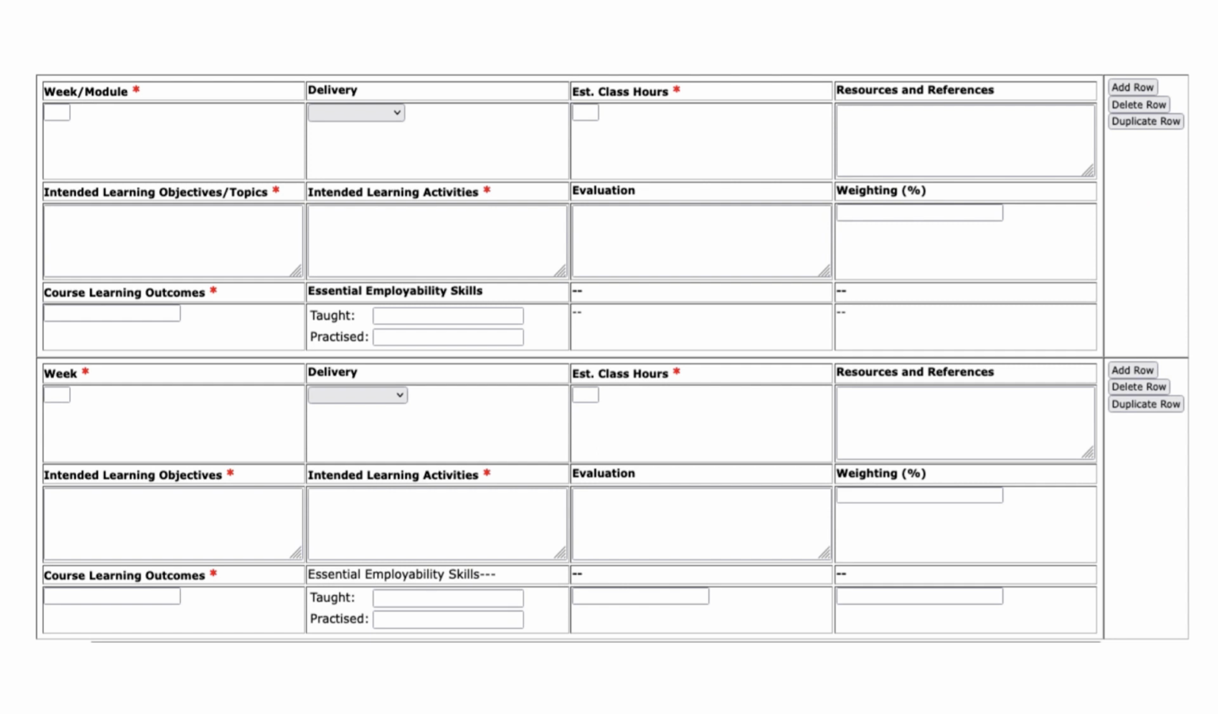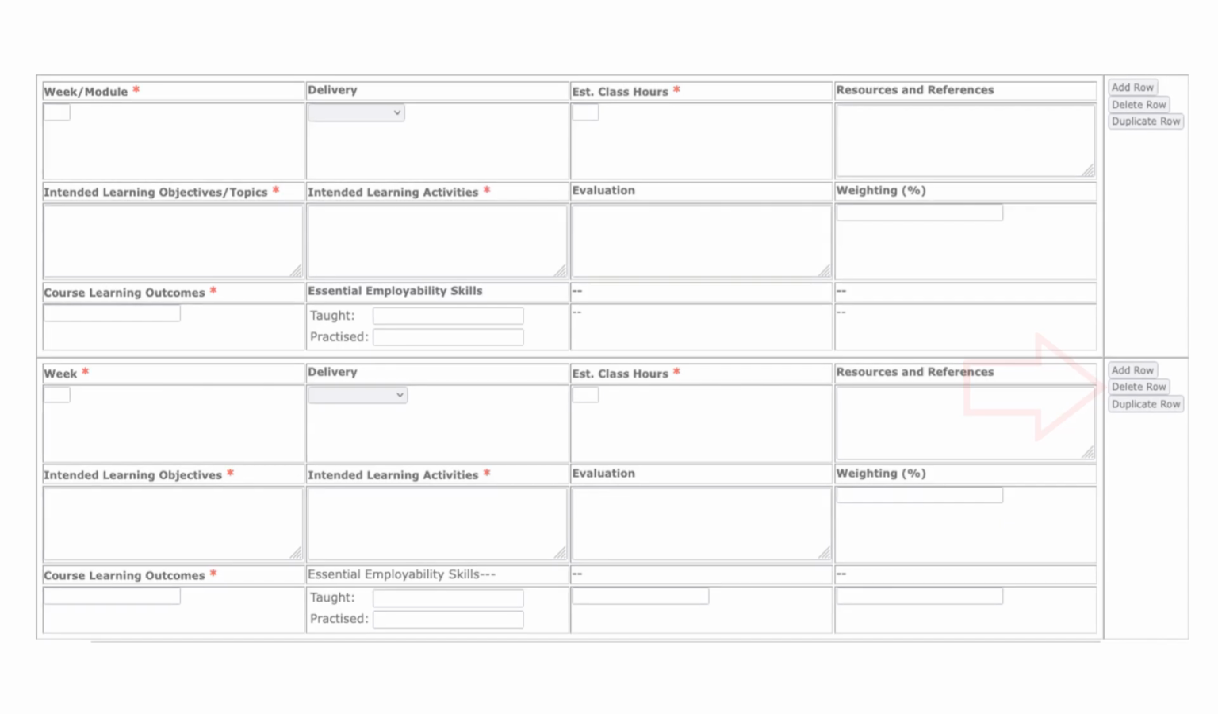When you create a new course outline, there is only one row by default. Additional rows can be added using the Add Row button on the far right of the first row. The new row will be inserted immediately below the existing row. If you add extra rows by mistake or in the wrong location, simply delete them using the Delete Row button also located on the far right of any given row.